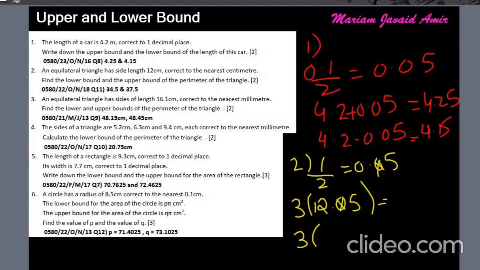So 12 plus 0.5 is 12.5, and then subtract 0.5 from 12, we get 11.5. So find these values. 3 times 12.5, which is 37.5, and then 3 times 11.5 is 34.5.